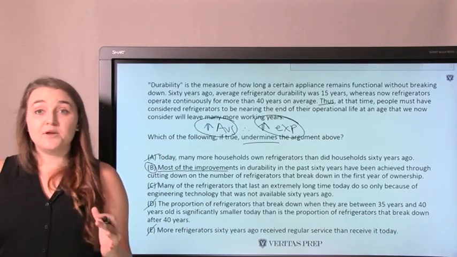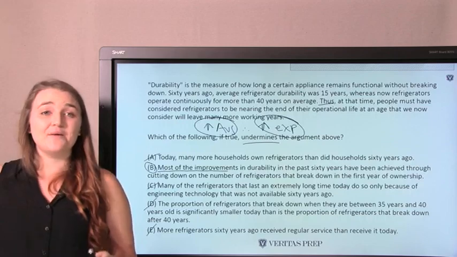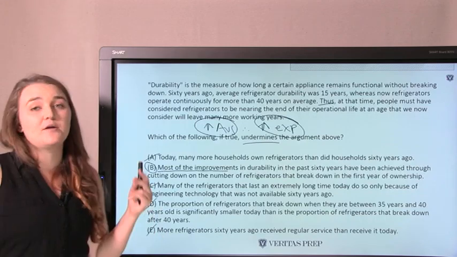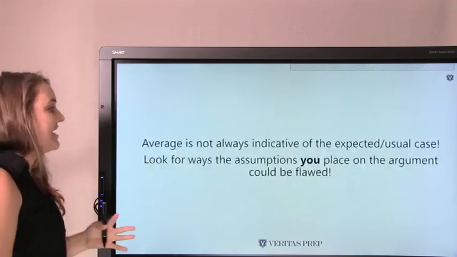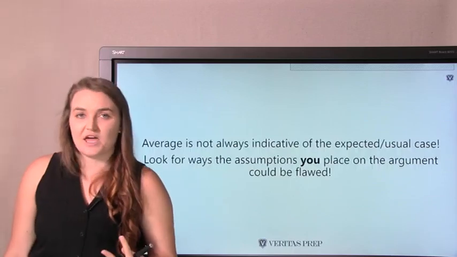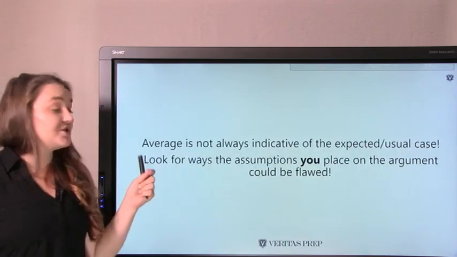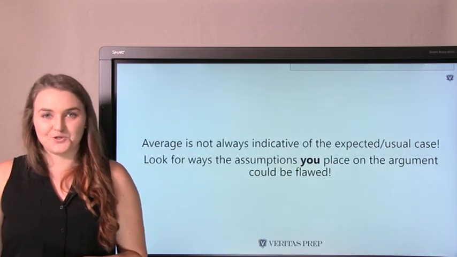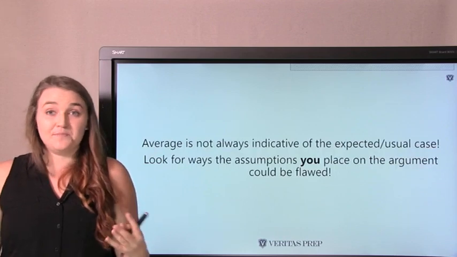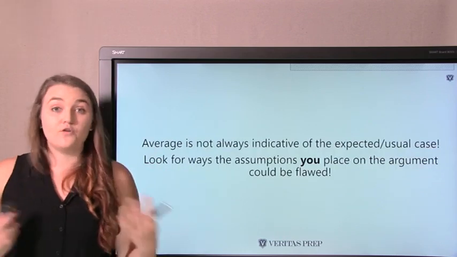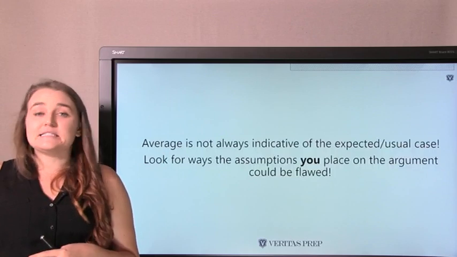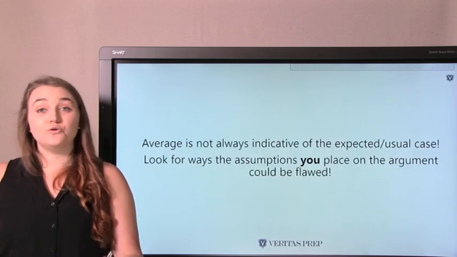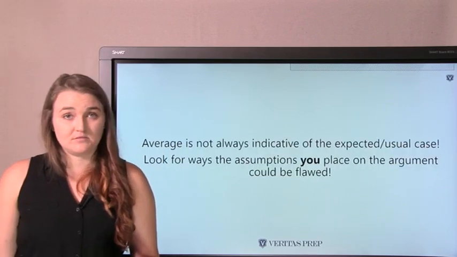All right, jump in with lingering questions if you have them. Otherwise, we're gonna keep on keeping on, but the kind of big picture takeaway that I wanna make sure you guys are gathering out of this question is that, first of all, average is not always indicative of usual case, right? Average is simply just the sum of the numbers over the number of numbers, and that doesn't necessarily tell us anything about that usual or expected case.